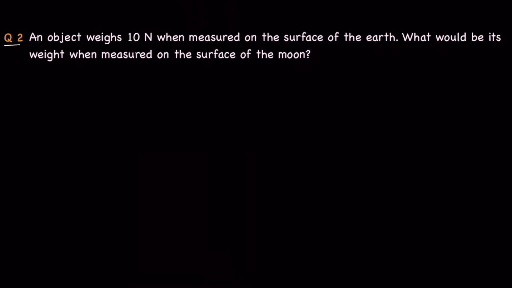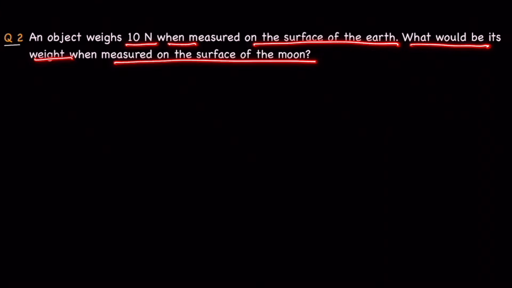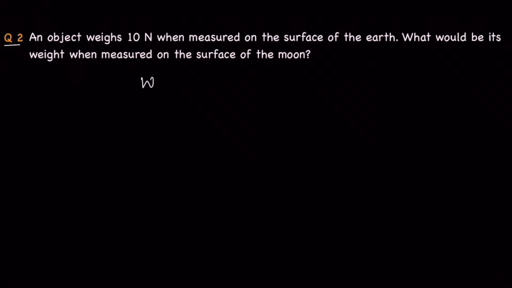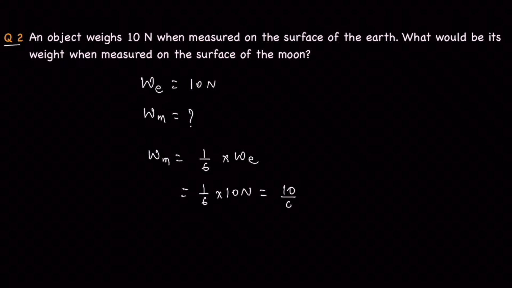In this question, an object weighs 10 Newton when measured on the surface of the earth. What would be its weight when measured on the surface of the moon? So, according to the question, weight on earth is given as 10 Newton. We have to find the weight on the moon. So, Wm is 1 by 6 of We, means weight on the moon is equal to 1 by 6 of the weight on the earth. If you substitute the value, it is 10 by 6 Newton. So, it will come as 1.67 Newton. This is the answer.